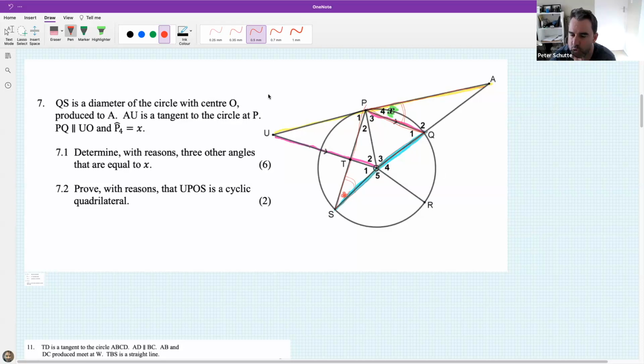Oh, I see. Mdudu agrees with me. So you can just say angle S is equal to X, and that is going to be the tan chord theorem. So we know this is an X. Now, what else could we possibly find? We need 3 other angles equal to X.